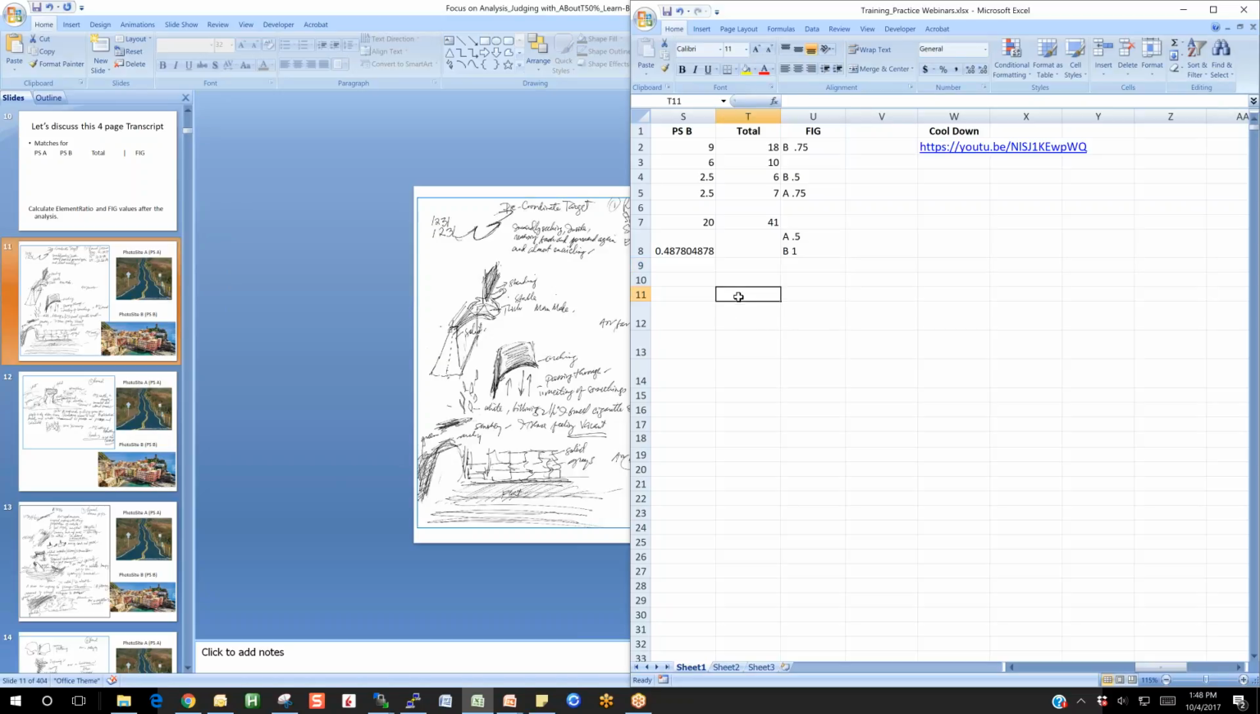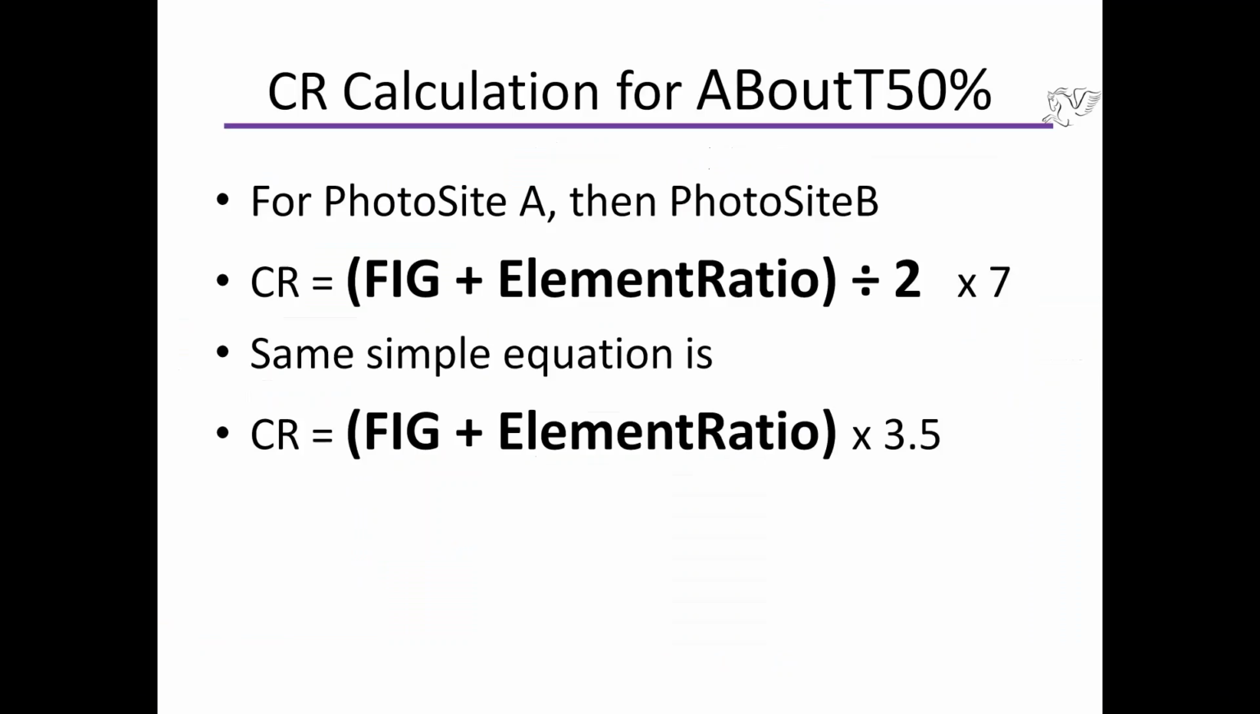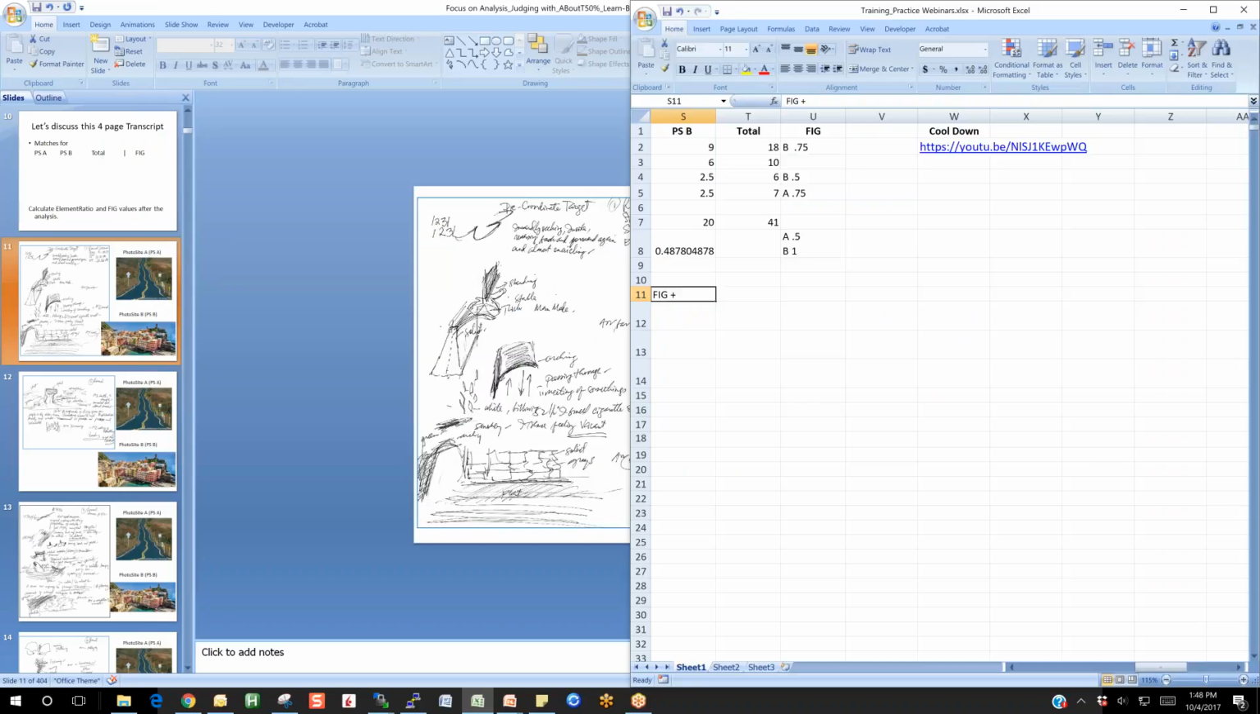Okay, so let me see if I can now, and I think I should be able to do this, put in the fig plus, what did I call that? Element ratio. Oops, I lost my fig. I can't lose my fig. Okay, fig plus element ratio. And let's do it separately for A and then for B. So you understand what I'm doing here now? So I'm really trying to do this in easy steps so that we can understand it all.